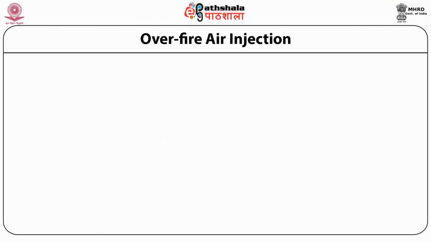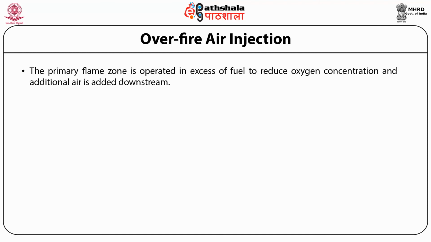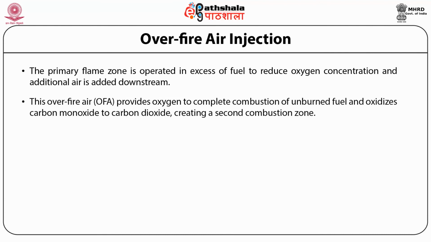The next method is overfire air injection. The primary flame zone is operated in excess of fuel to reduce oxygen concentration, and additional air is added downstream. This overfire air, that is OFA, provides oxygen to complete combustion of unburned fuel and oxidize carbon monoxide to carbon dioxide, creating a second combustion zone.